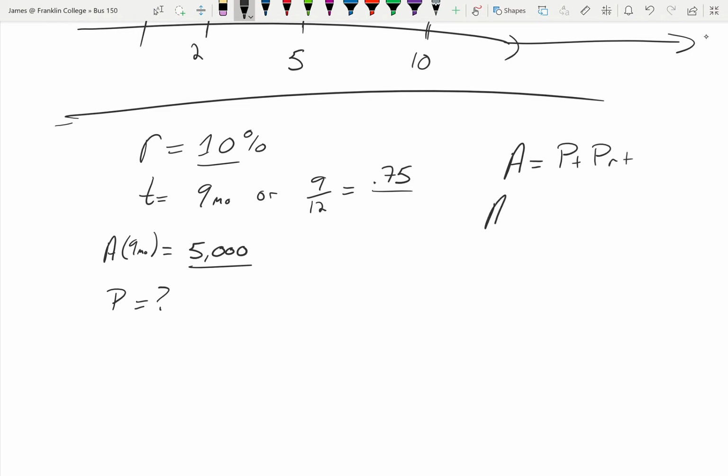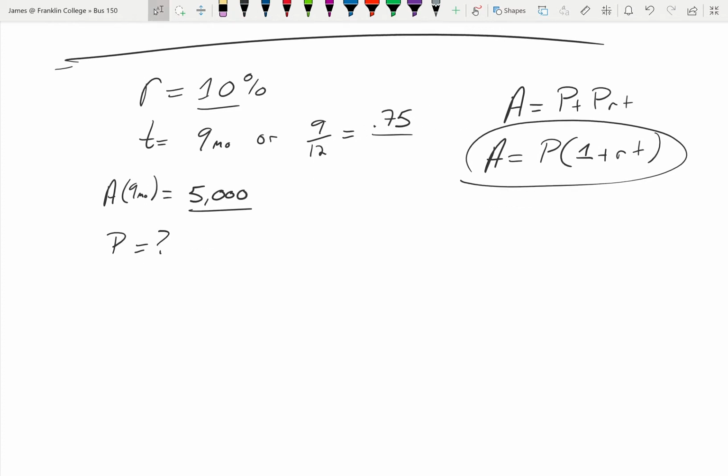Well, this could also be rewritten as A equals P times 1 plus RT. This is the same thing. These two statements are equivalent. It's just sometimes a little bit easier to deal with this type of situation. So let's start plugging in some of our information. We're going to have 5,000 for our total amount at the end of our time period. P is what we're going to want to solve for, times 1 plus 0.10 times 0.75 for our T value.